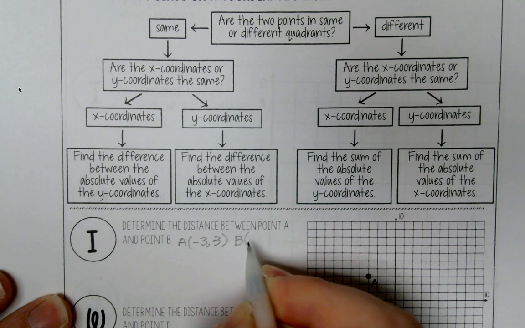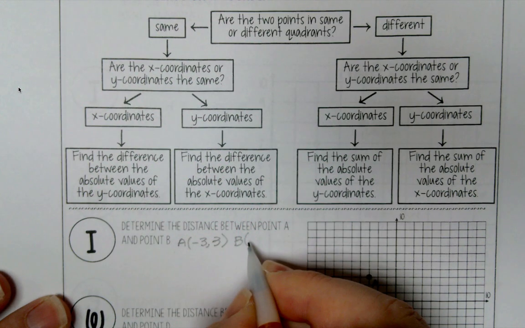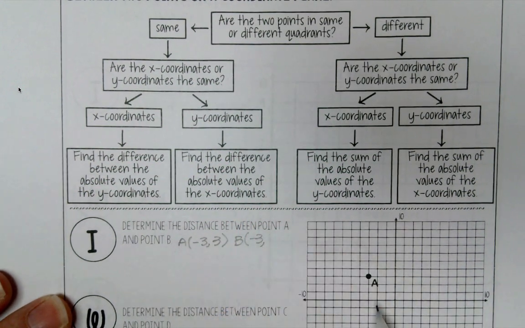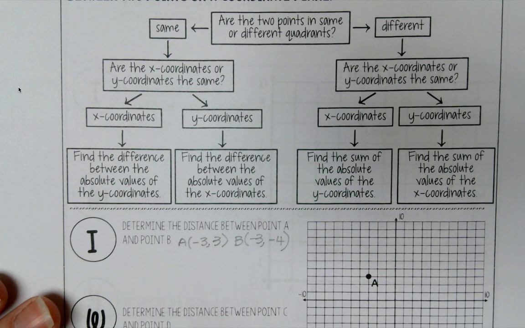B, starting from my origin, I'm going left again. 1, 2, 3. So negative 3, comma. Going down 1, 2, 3, 4. So negative 3, negative 4. So when you are finding distance, the first thing you need to do is write down the points. Write down the ordered pair for each point.